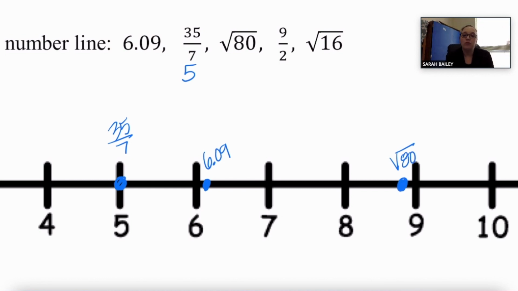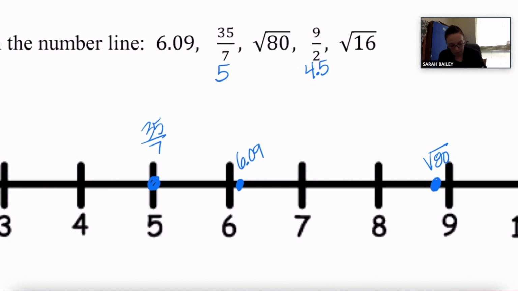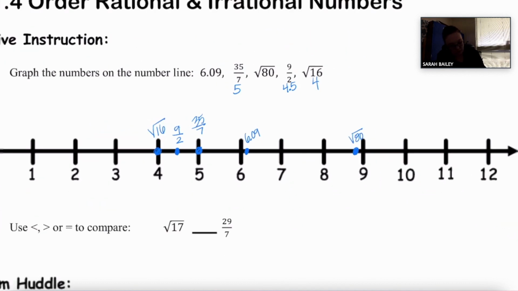9 halves, or 9 divided by 2. Well, 9 halves, half of 9 is 4.5. So I already know that that's exactly equal to 4.5, which would be halfway between 4 and 5. So I'm going to put 9 halves right here. And then we've got the square root of 16. Since 16 is a perfect square, its square root is going to be 4 exactly. So the square root of 16 would go here.